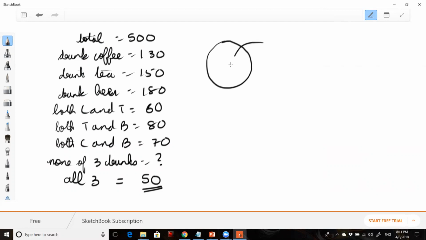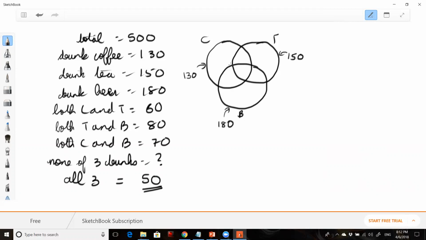So I have three circles: we have coffee, we have tea, and we have beer. 130 students drink coffee, so the entire C circle is 130. 150 students drink tea, so the entire T circle is 150. 180 students drink beer, so the entire B circle is 180. Now, if you've made a mistake, you must have made it at this point.